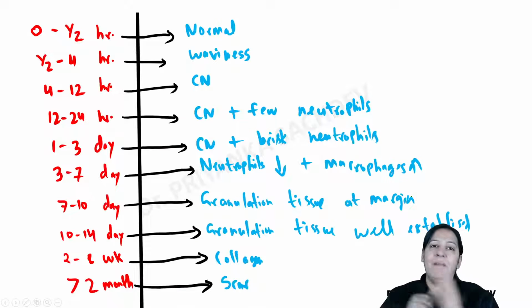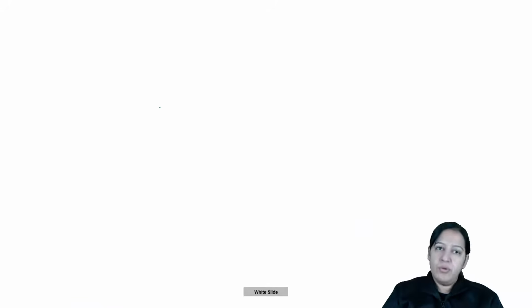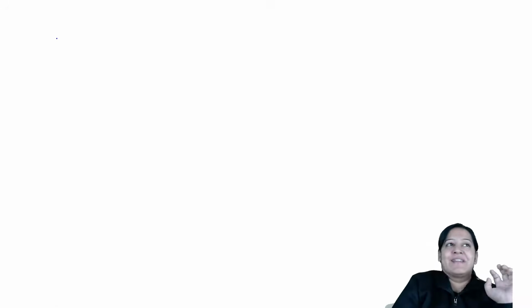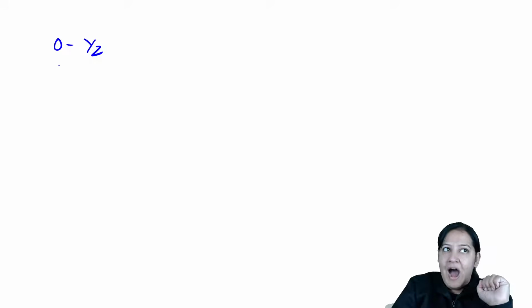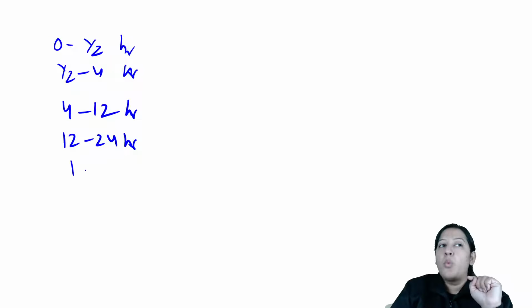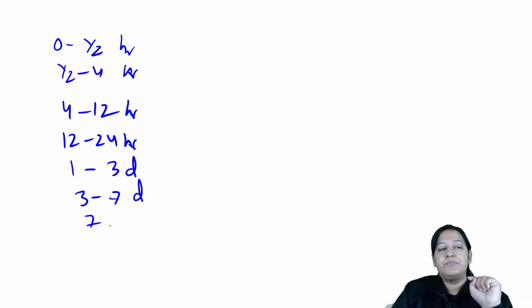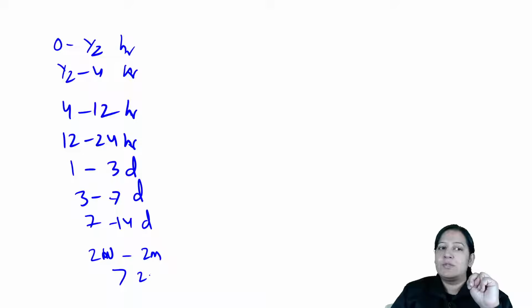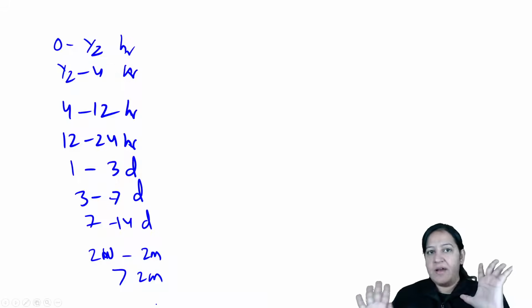So this is the whole table in front of you. I guess it is very easy. You have to learn this table and help me in making it. Let me revise it. 0 to half an hour, half to 4 hours, 4 to 12 hours, 12 to 24 hours, where 24 hours means 1 day. Then 1 to 3 days, 3 to 7 days, 7 to 14 days, where 14 days means 2 weeks, then 2 weeks to 2 months, and 2 months onwards. So these are the 10 zones in front of you.